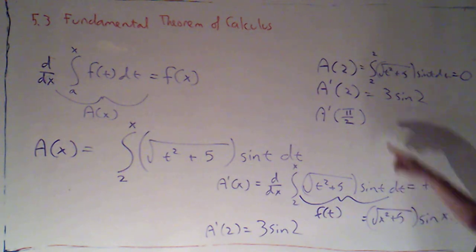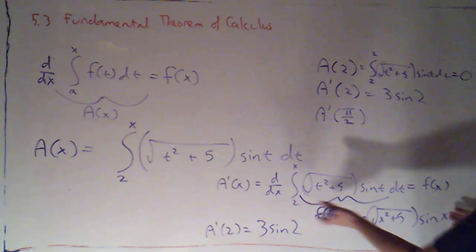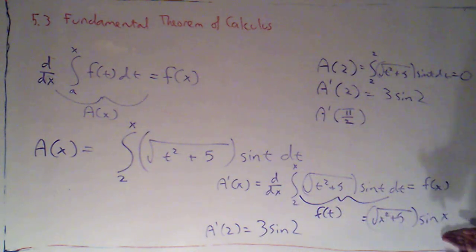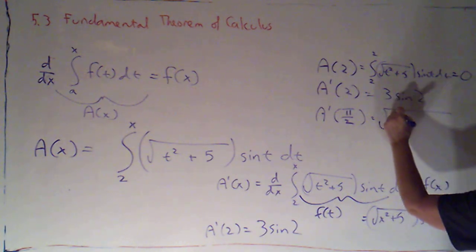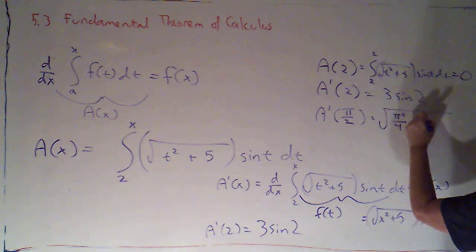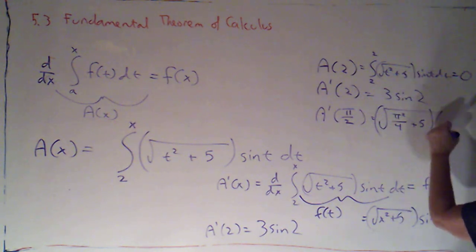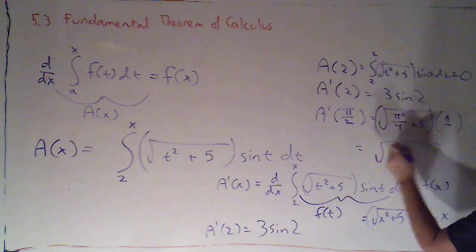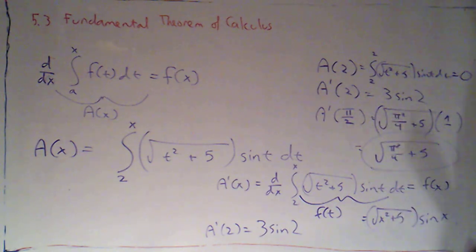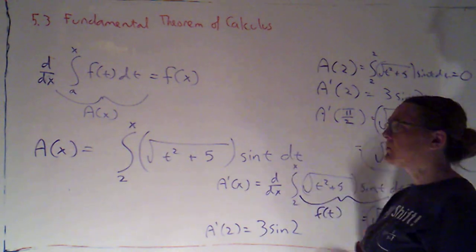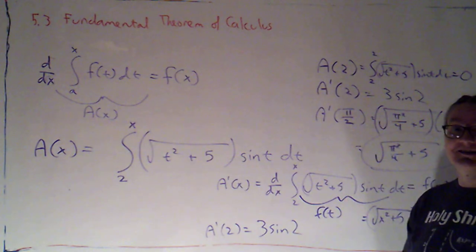Excellent. Okay. Now, if I want to evaluate A prime at pi over 2, I've already done the work of finding this formula. I'm just going to plug in pi over 2. So that would be the square root of, that's going to become pi squared over 4 plus 5 times sine of pi over 2, which is just 1. So I get the square root of pi squared over 4 plus 5. So that first step of not panicking is really crucial for using this part of the fundamental theorem of calculus. It's not as bad as it looks.